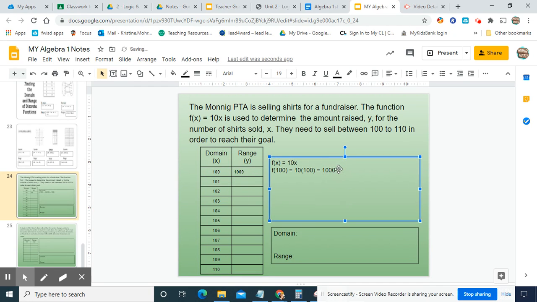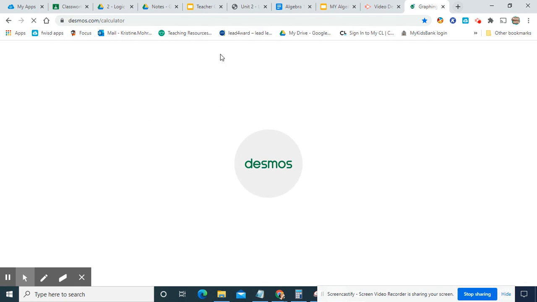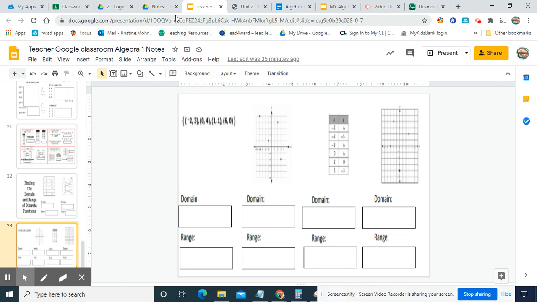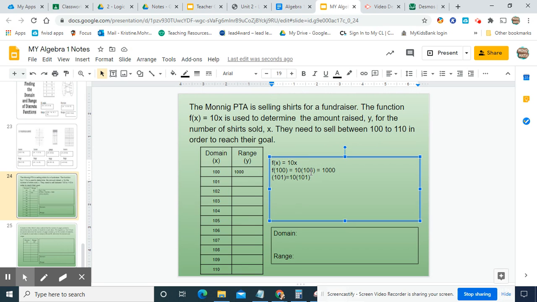The next one is f of 101. So that is equal to 10 times 101. And if you don't know, I will also make sure that the calculator is attached for you. And you can go 10 times 101, and it tells you it is 1010. So we come back to our notes, and that is equal to 1010. We may not have enough space to show our work for all these problems, but that's okay. You'll start to pick up what the pattern is here too.